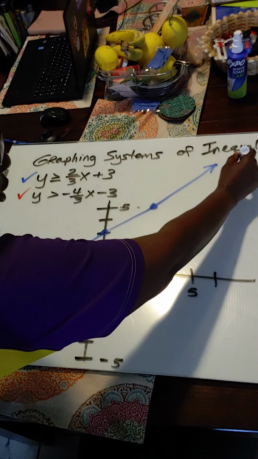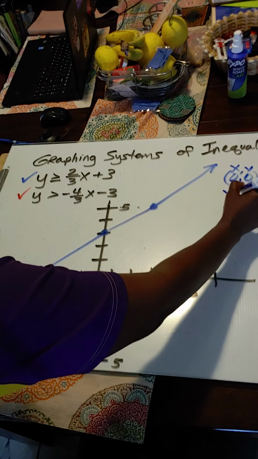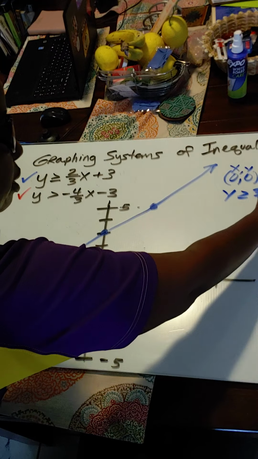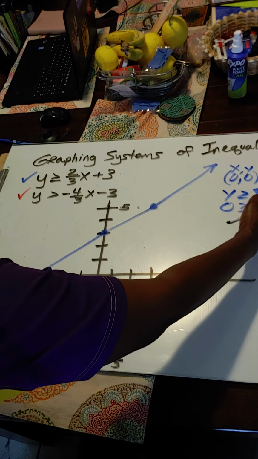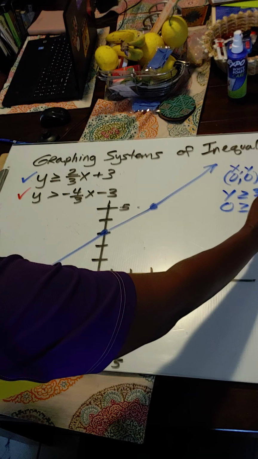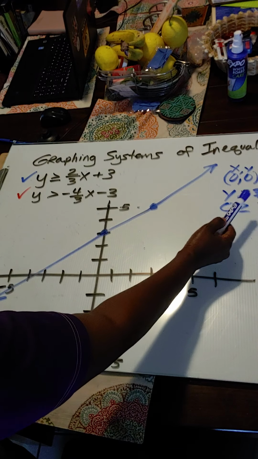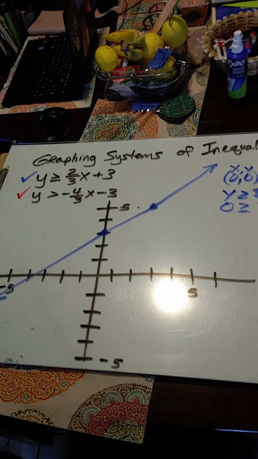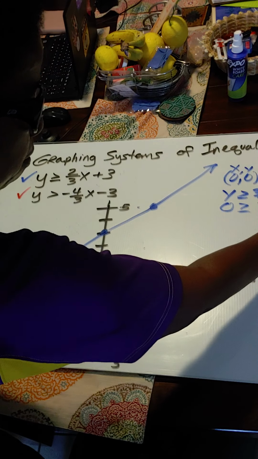And so I know that this is my x, this is my y. I'm just going to replace y greater than or equal to 2/3 x plus 3. I'm just going to replace y with 0 and x with 0. So this goes away. And then I'm going to read and rationalize that statement. Is 0 greater than and including 3? And so, of course, the answer is no. 3 is larger than 0. So this is a false statement.